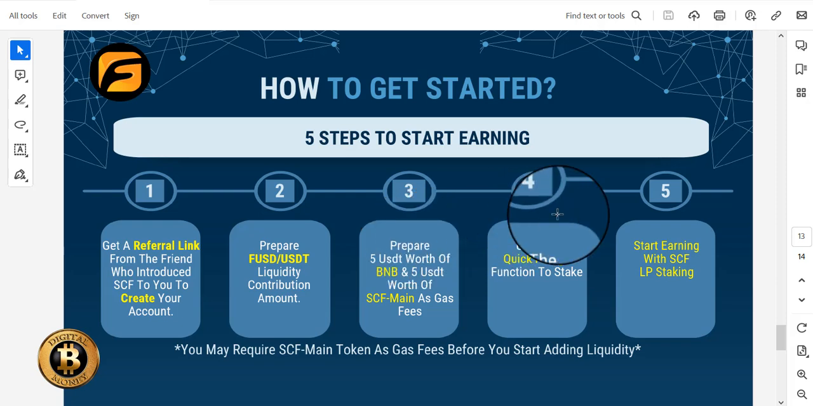Step number 4 is you're going to do a quick pledge. You go in there, boom, boom, boom, 3 taps, you quick pledge, and then you are staking. That's really the simplicity of it. We have step-by-step videos, step-by-step written instructions. Very simple, easy to do. Once you're staked, you're good to go.